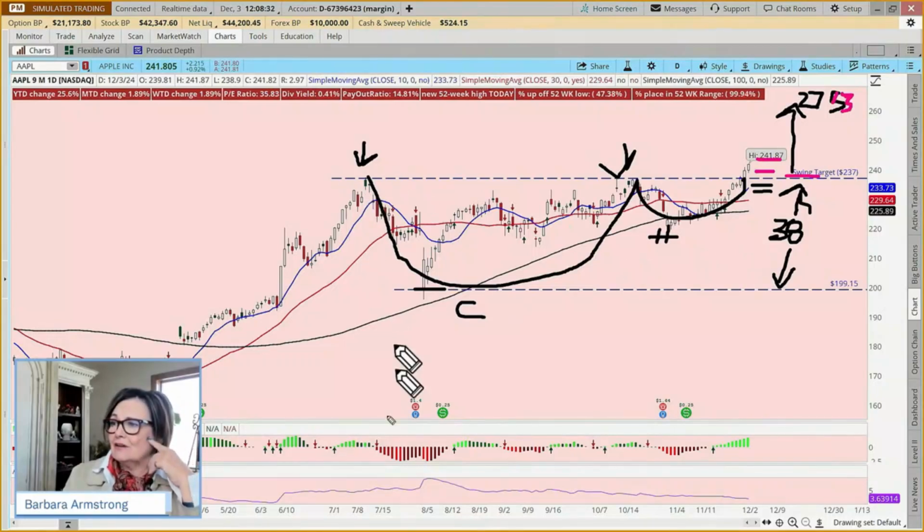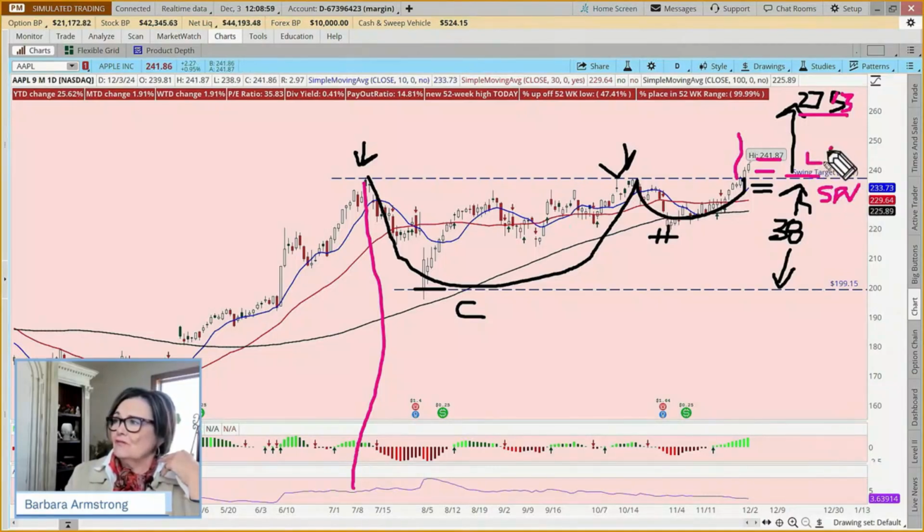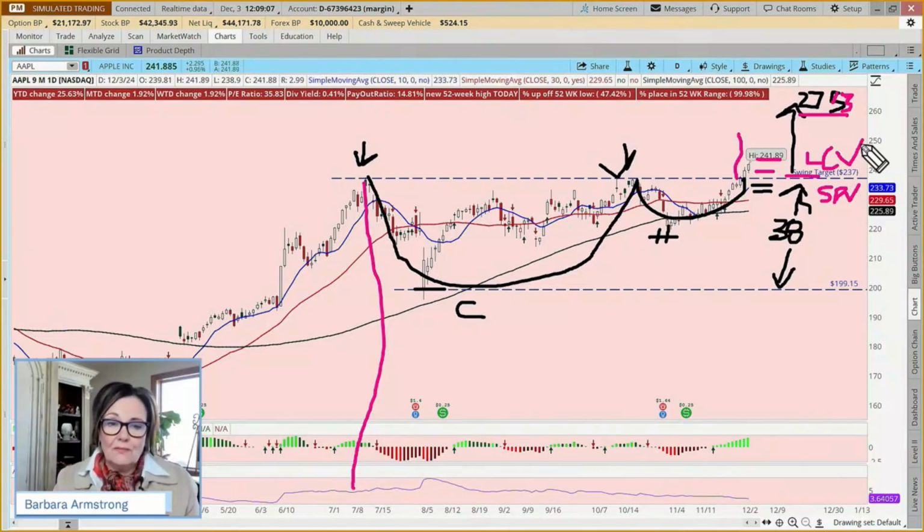But this pattern started back here in July, and it just broke out here at the beginning of December. So if we buy the stock and have this kind of target, this might be an investment we're in for months. If we did a shorter term trading strategy, like a short put vertical or a long call vertical, that might be a trade we're in for weeks. And it just depends on what your goals are and what you're looking to accomplish, right?